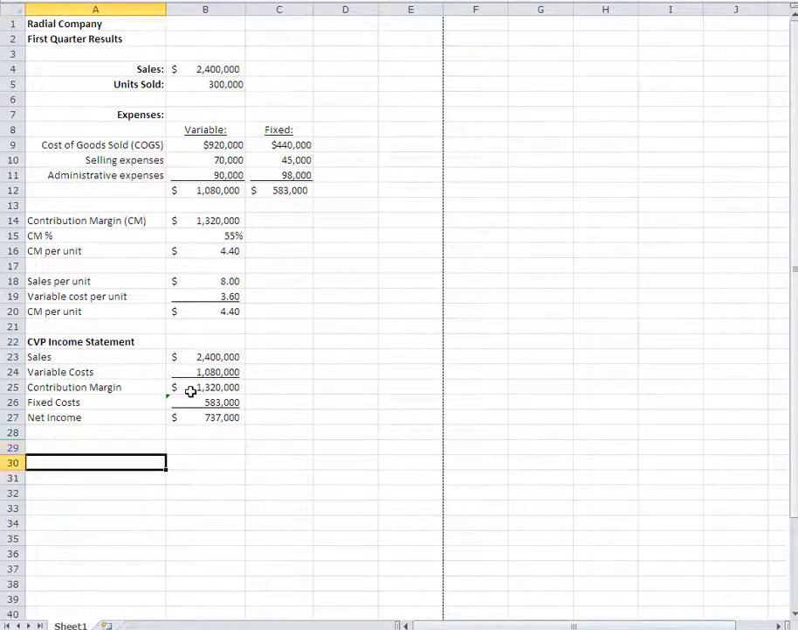The next thing we'll do is we'll look at break even. So here what we want to do is calculate the number of units that they would have to sell in order to break even. And that means that they would have no income or no loss, so essentially not making money and not losing money.